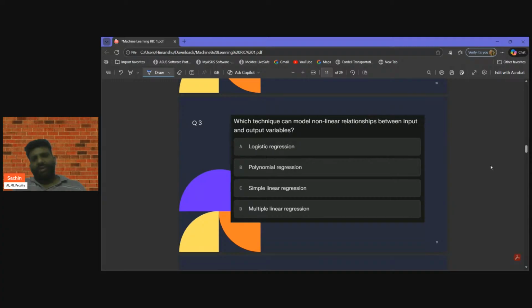Again, theoretical question over here. Which technique can model non-linear relationships between input and output variables? If I just go by the basic idea, for linear regression we know that it generally models linear relationships only. To bring in the non-linear, we have to introduce some kind of function, and the other way to think of a function is always a polynomial function, and we have polynomial regression. So the answer to this problem becomes easy: polynomial regression.